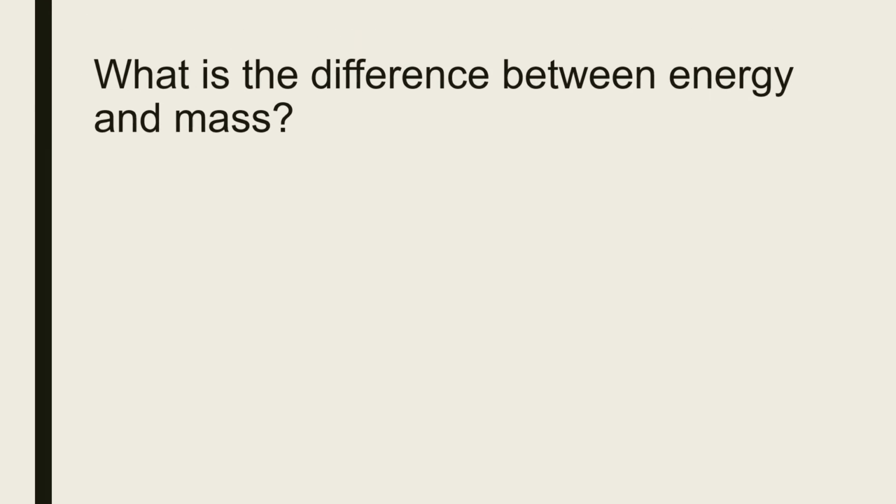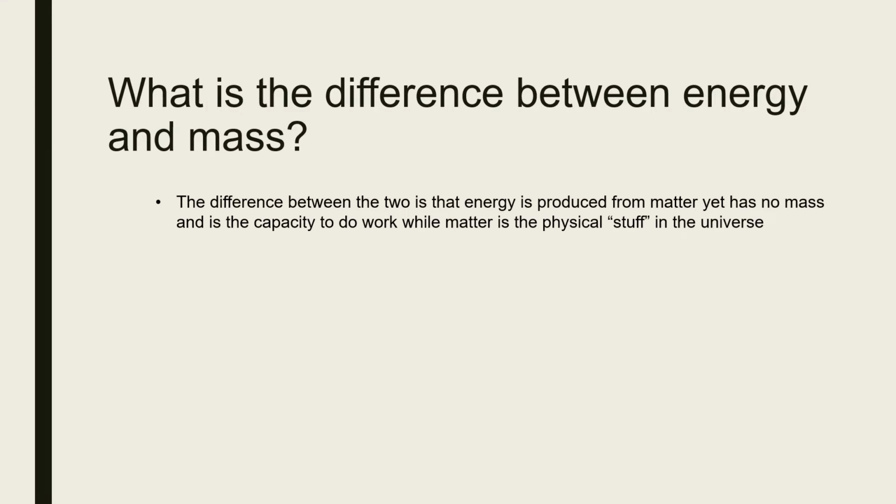energy. So next, what is the difference between energy and mass? The difference between the two is that energy is produced from matter yet has no mass, and is the capacity to do work, while matter is the physical stuff in the universe.